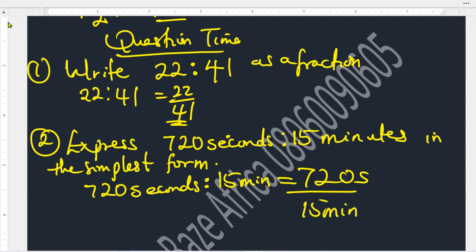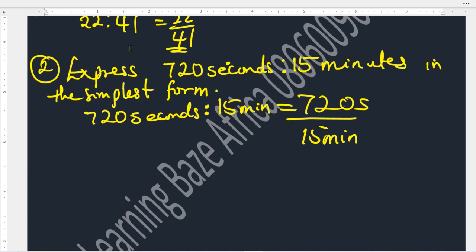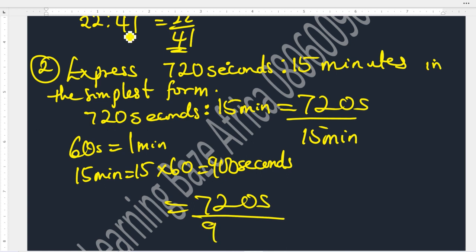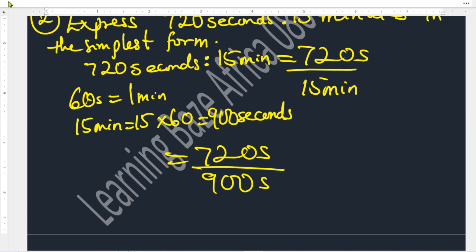So we change from minutes to seconds because minutes is bigger than seconds. You saw how we converted this, right? So how many seconds make 1 minute? 60 seconds is equal to 1 minute. So how many seconds will 15 minutes be? That will be 15 times 60, that's equal to 900. So that will be 720 seconds over 900 seconds.